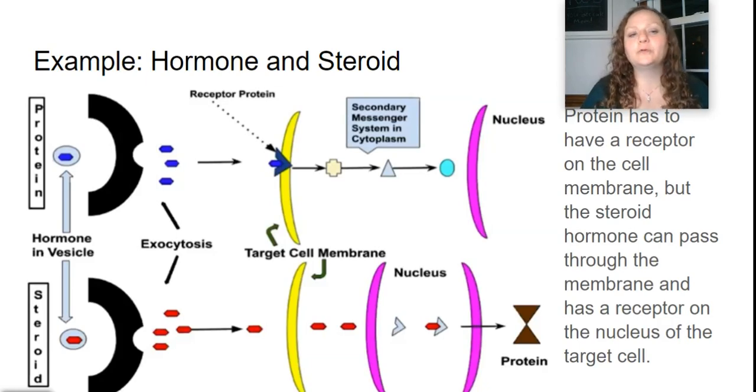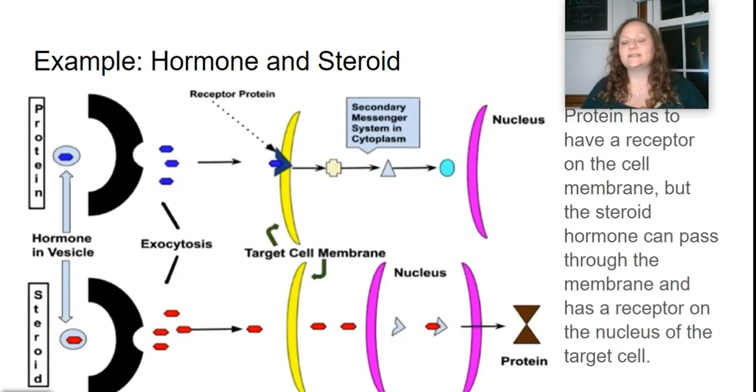If it's a protein hormone, it has to have a receptor on the cell membrane. It cannot pass through the cell membrane. There has to be a receptor there that's going to allow for the transduction to occur. If it's a steroid hormone, it will actually go right through the cell membrane. It doesn't have to have a receptor there. And then ultimately, it's going to bind to a receptor on the nuclear membrane of the target cell.